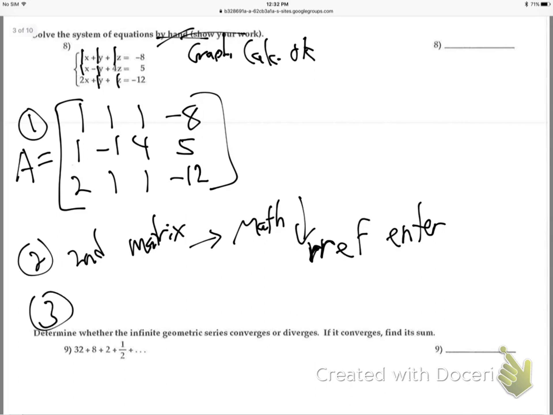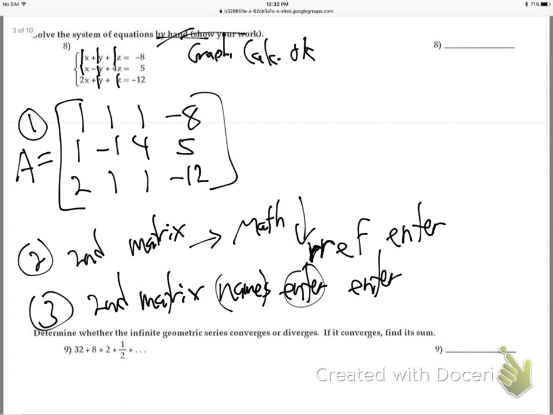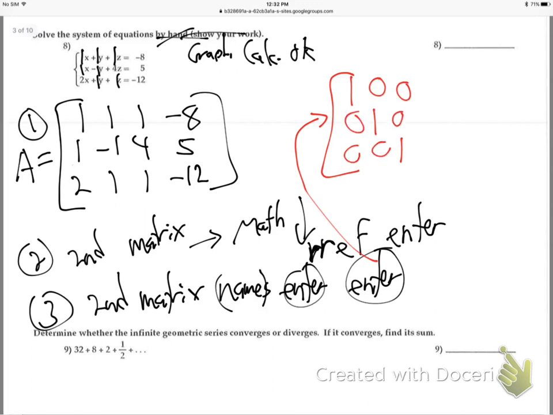And then go back into second matrix again. You'll be under names automatically. Hit enter once and actually enter a second time, and it'll do it, and you'll get your final answers. Here's what the answer will look like. Your final answer will have ones down the diagonal, which you can ignore, and then the answer on the right side.